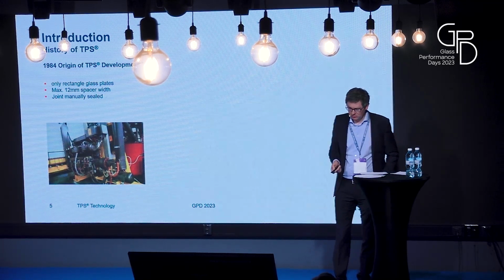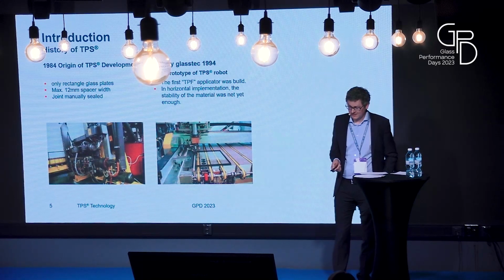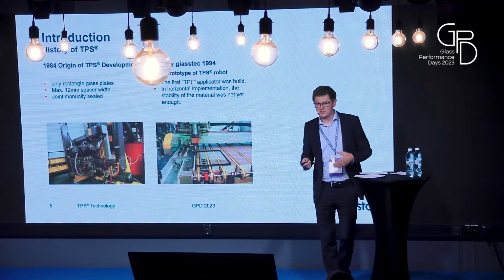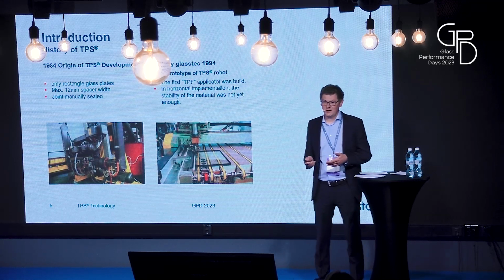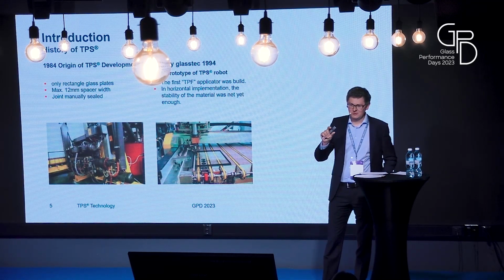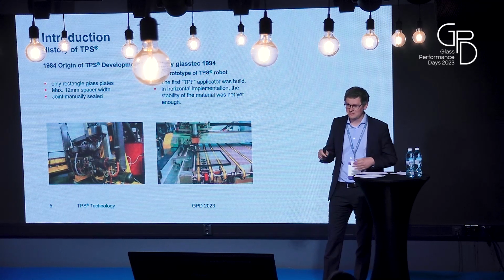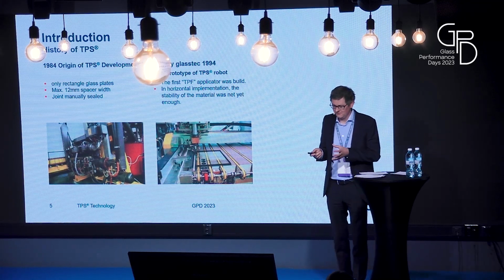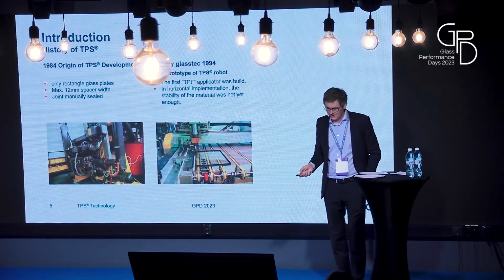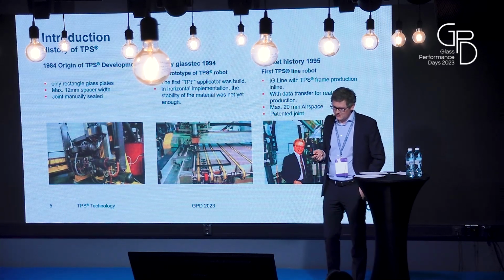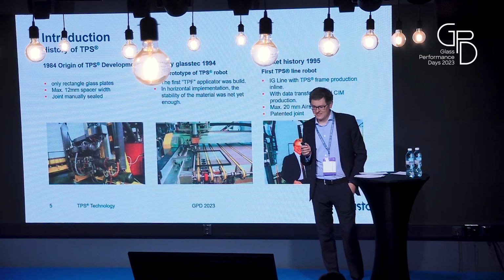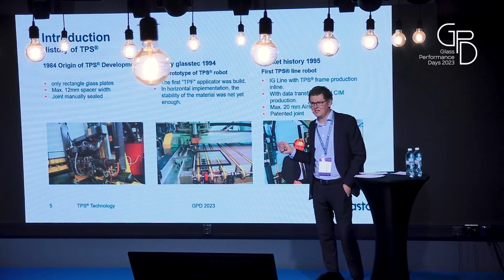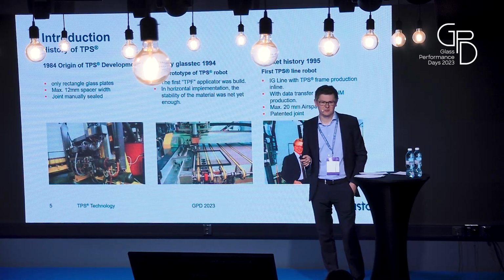But the development went further, and 10 years later, the first horizontal applicator was built. The idea here was to enable larger spacer widths, because the material itself was not strong enough at this time. And in 1995, the first fully automated vertical TPS applicator was presented, and by the way, that was the beginning of a big commercial success of TPS.